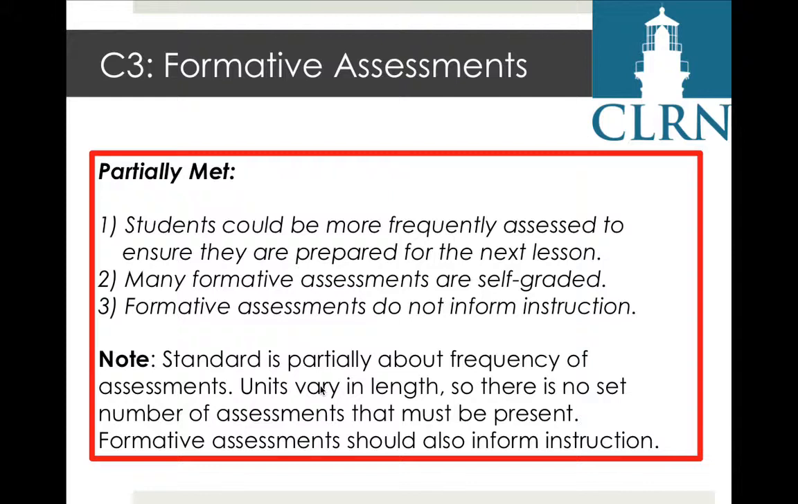Power Standard C3 asks two questions. Are assessments frequent and varied? And do formative assessments inform instruction? If both are true, then C3 is fully met. If not, three potential partially met comments are: students could be more frequently assessed to ensure they're prepared for the next lesson. Many formative assessments are self-graded. And formative assessments do not inform instruction.